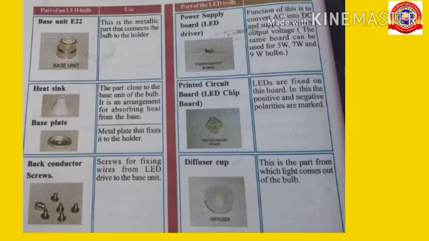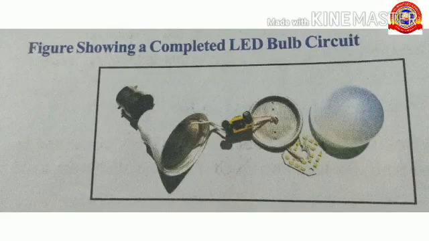The same board can be used for 5 watt, 7 watt and 9 watt bulbs. Next one is the printed circuit board, also known as the LED chip board. LEDs are fixed on this board. In this, the positive and negative polarities are marked. We can see so many LED chips inside this board. Last one, diffuser cup. This is the part from which light comes out of the bulb that we can see from the outside. This is the figure showing a completed LED bulb circuit. Okay. In this way we can make LED bulbs.